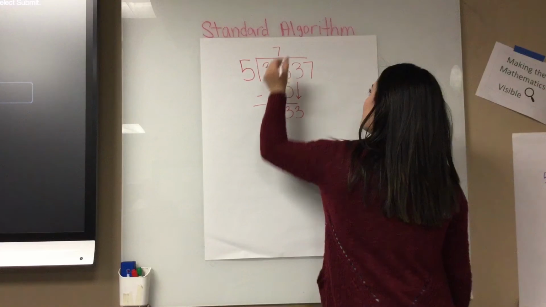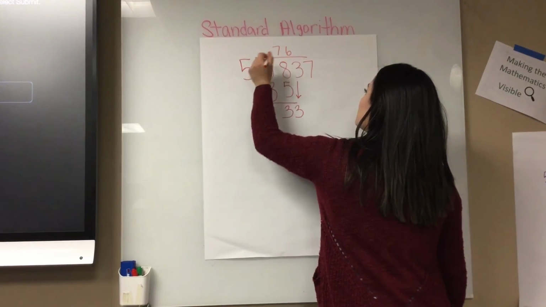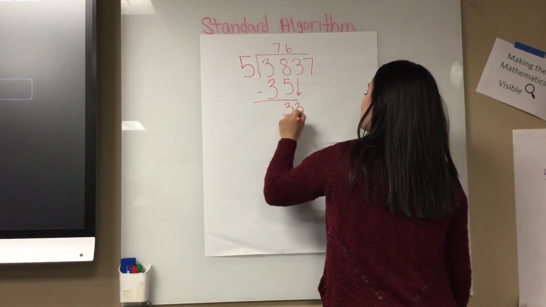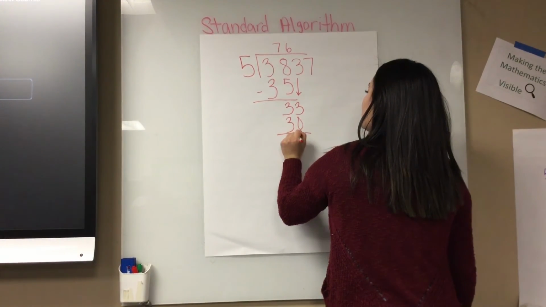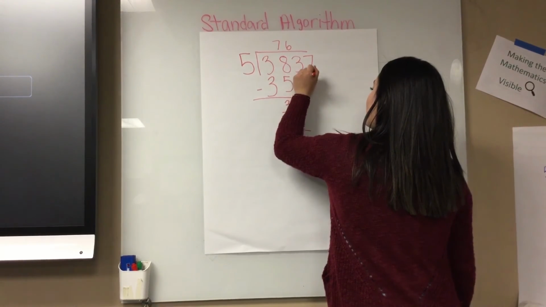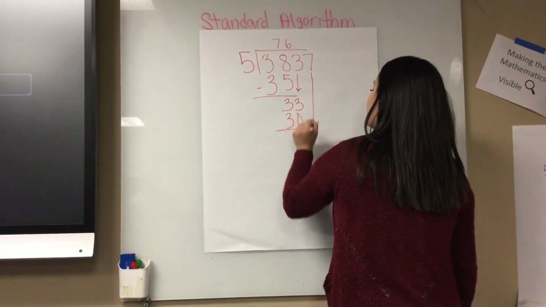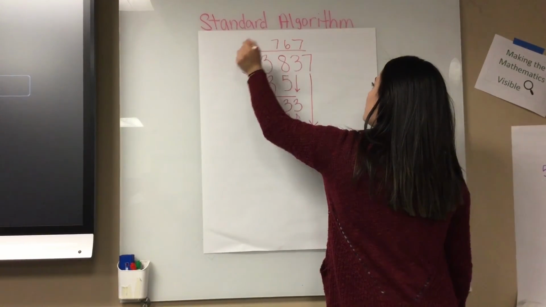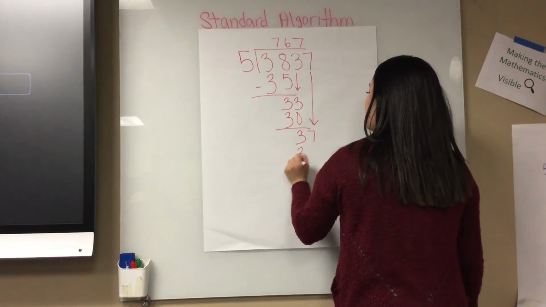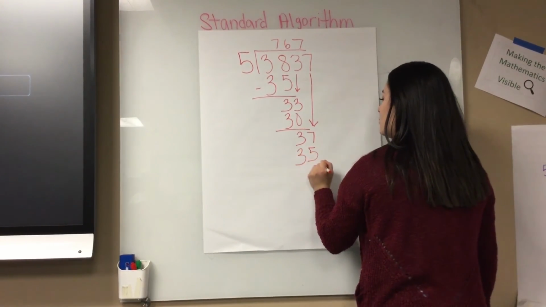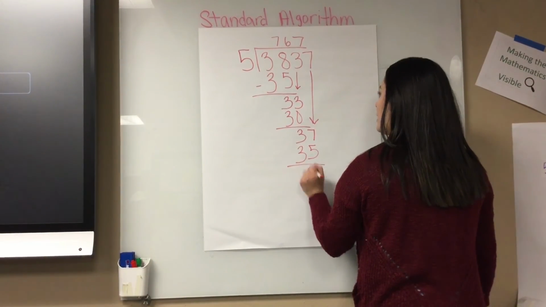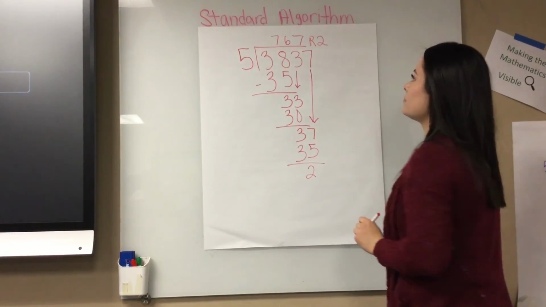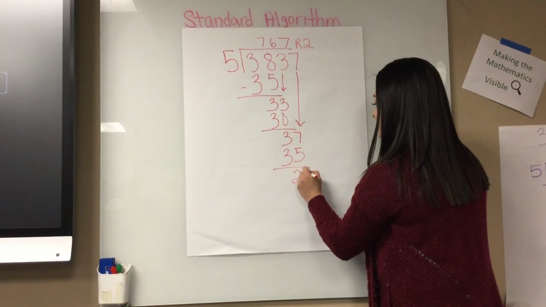And we see that 5 times 6 equals 30. So we'll do 33 minus 30. So our 3 minus 0 is 3, and our other 3's will cancel out and bring down our 7 on our right side. And that'll be 37. So we see that 5 times 7 again equals 35. So we'll do 37 minus 35. And 7 minus 5 is 2, and our 3's will cancel out. So we'll still have a remainder 2. And our final answer will be 767 with a remainder of 2.